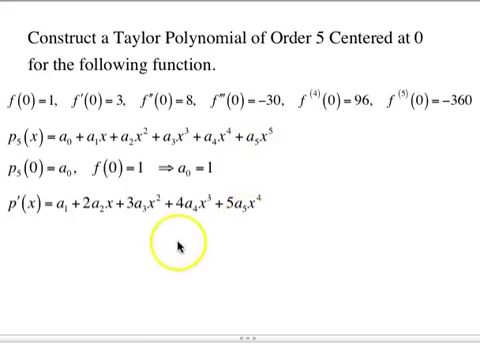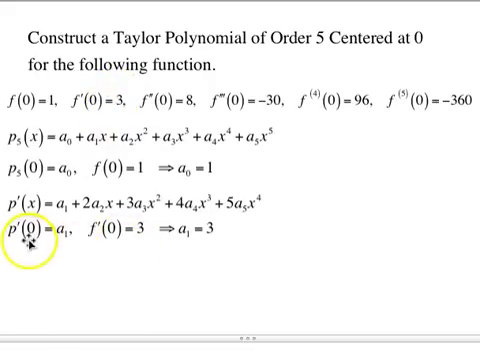So, if we're plugging in 0 for x here, this is 0, this is 0, this is 0, this is 0. All that's left is a1. So P prime of 0 is a1. f prime of 0 is 3. And again, we want P prime of 0 to equal f prime of 0. If that's the case, a1 has to equal 3. So we've solved for a0 and a1. 4 more for us to do.